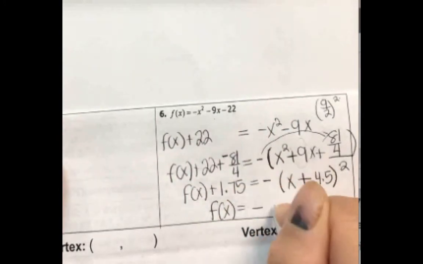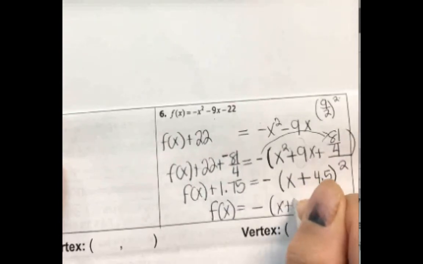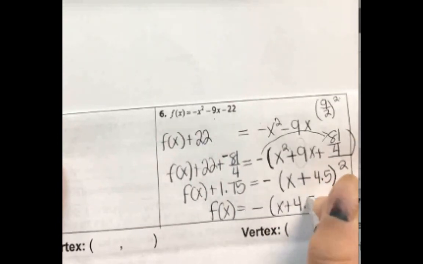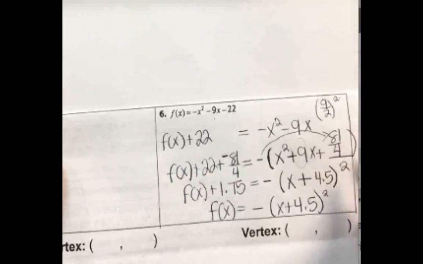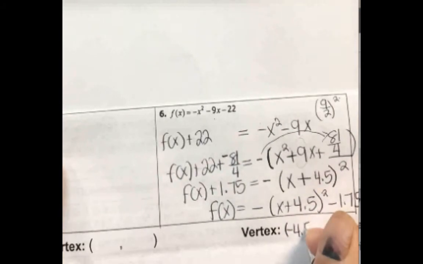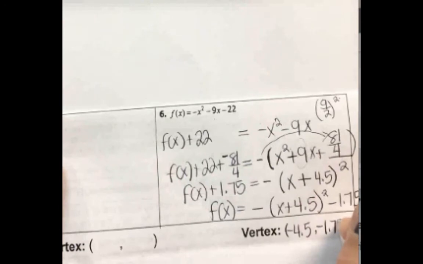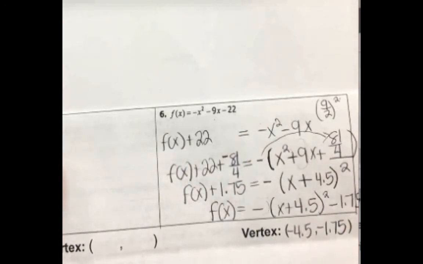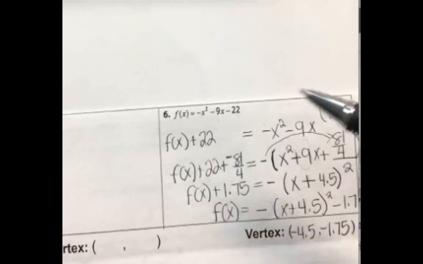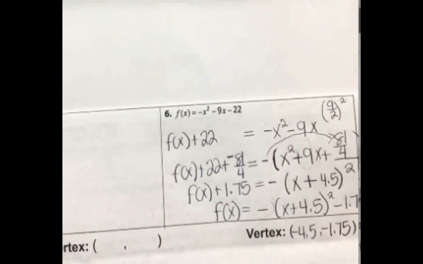And now it's not pretty, but it is in vertex form. x plus 4.5, or 9/2, squared, and then minus 1.75. That's going to make the vertex at negative 4.5 and the y-coordinate of the vertex at negative 1.75. And this will also be a reflection over the x-axis. And of course you can always graph these two on your graphing calculator to verify that in fact they are equal by showing that they have the same graph.